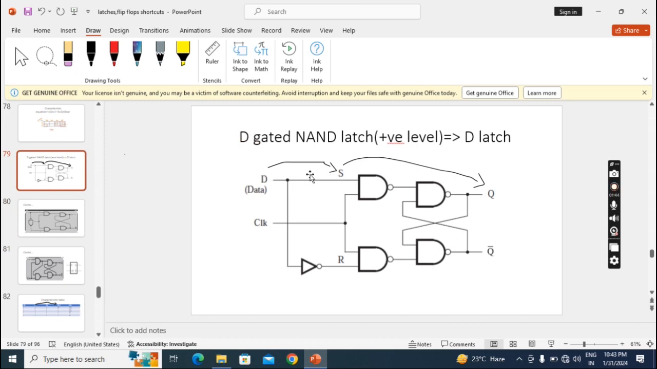If I apply 0 here, and it is a positive level, 0 1. If any input is 0, then the output will become 1. So here I am applying 0, and I am getting 1 inverted. Ultimately, that one only is coming here, no? So if I apply 0 here, I need 1 here. If I apply 0 here, I will get 1 here. That one I can connect here.